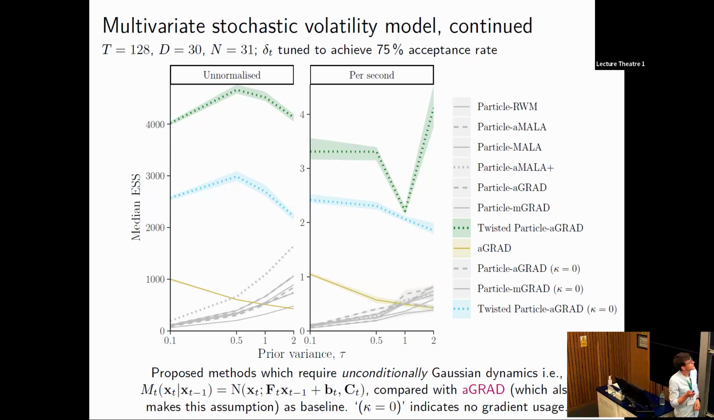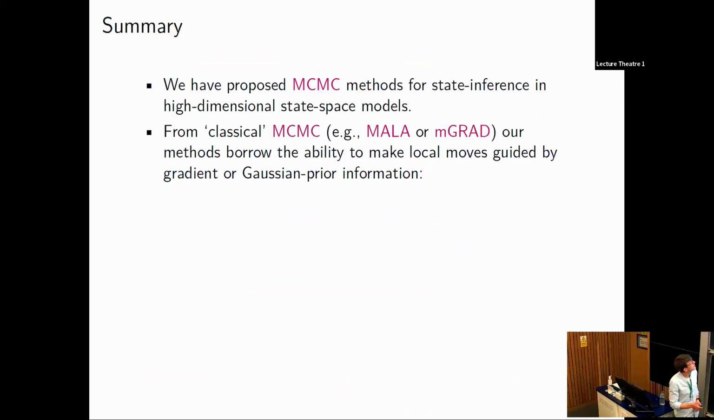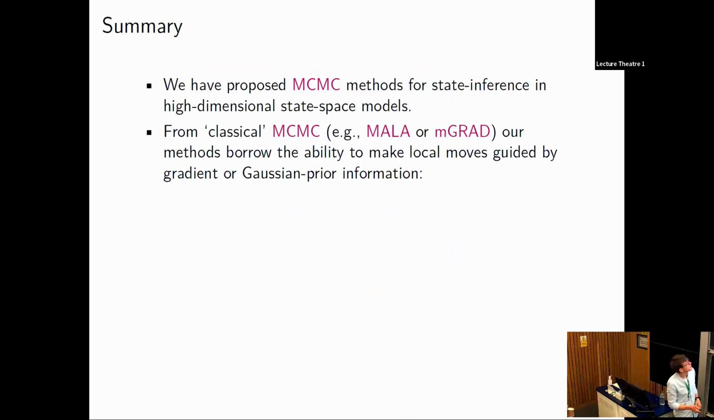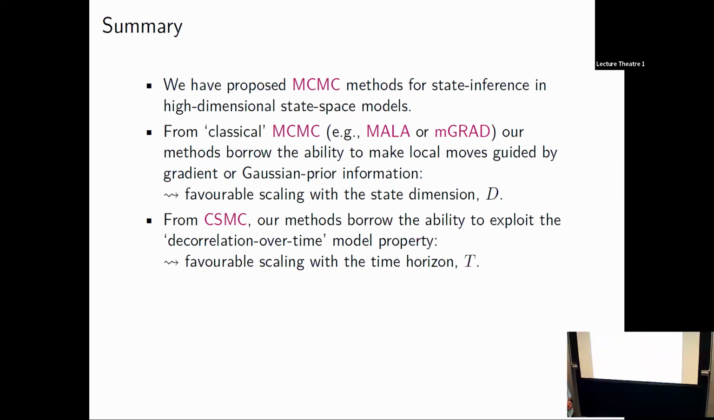So that was my talk. We've introduced methodology for high dimensional state space models, which borrows from classical MCMC algorithms the ability to make local moves based on gradient or Gaussian prior information. And from conditional SMC algorithms, we borrow the ability to exploit the model structure. That gives us nice scaling with both D and T.